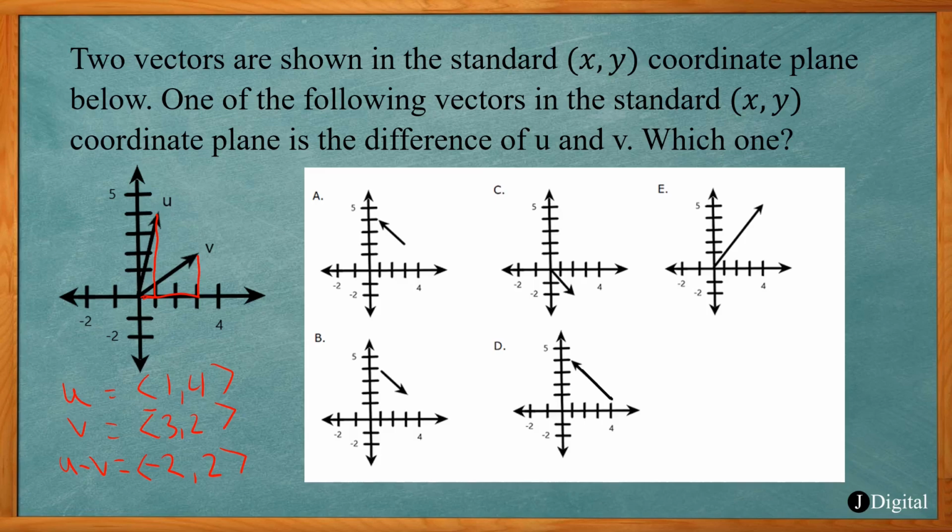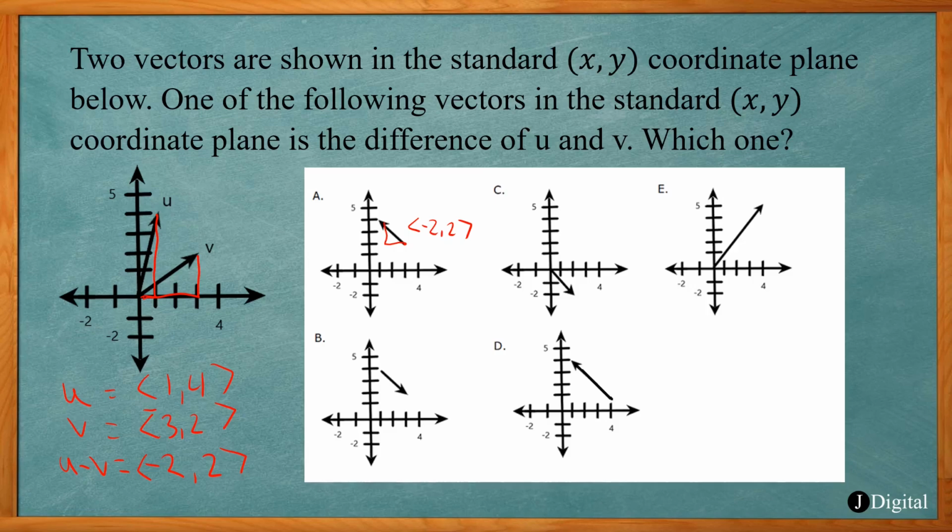Now we need to find the vector that has those same components. To find the components, we start where the vector starts. So this first one starts right here. So it goes to the left 2 and 2 up. So that's actually negative 2 and 2. So that is the one we're looking for.